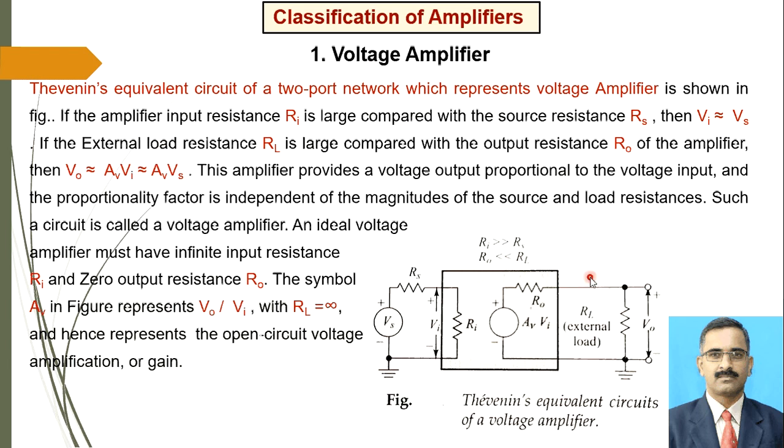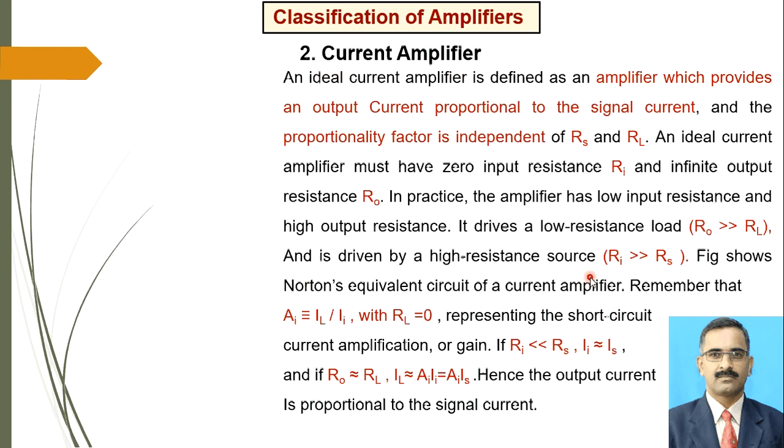Now, next one is the current amplifier. What exactly is the current amplifier? An ideal current amplifier is defined as an amplifier which provides an output current which is proportional to the signal current, and the proportionality factor is independent of the input source resistance and load resistance RL. Here, source resistance and load resistance do not affect that particular amplifier.